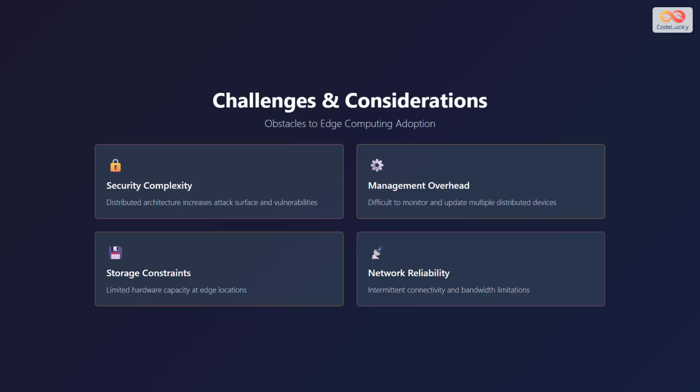Third, storage constraints. Edge devices have limited hardware capacity, so they can only process and store a certain amount of data locally. Finally, network reliability issues. Edge devices might experience intermittent connectivity or bandwidth limitations, especially in remote locations. These challenges require careful planning and robust solutions when implementing edge computing systems.